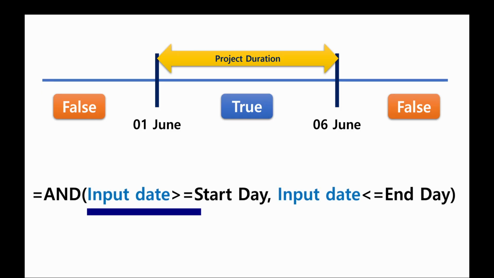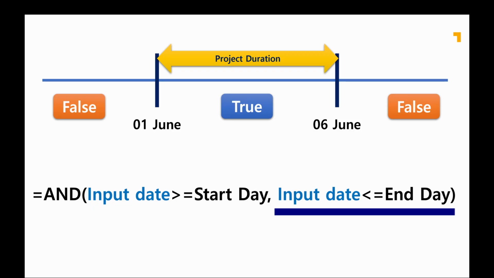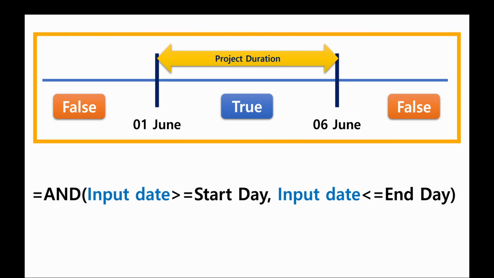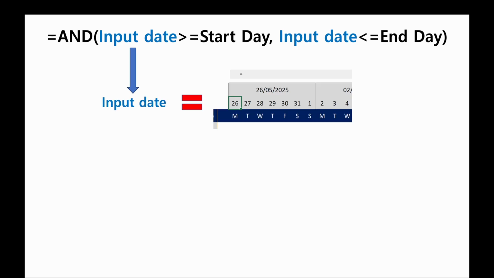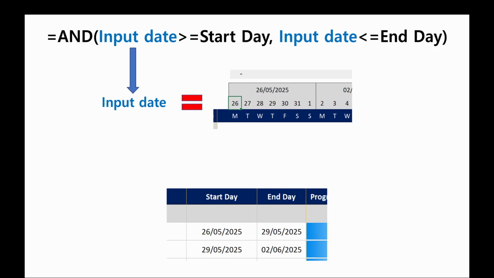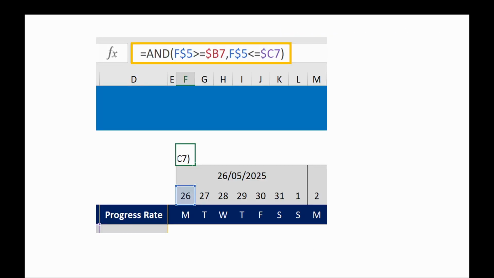If the input value is greater than or equal to the start date, and smaller than or equal to the end date, then we can explain it with the above picture. Stay with this formula. Input date is equal to 26, 27, 28, and so on. Start date will be this value, end date will be these values. If you make it as a formula, it looks like this.